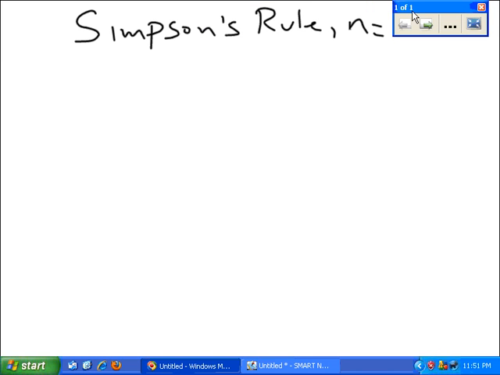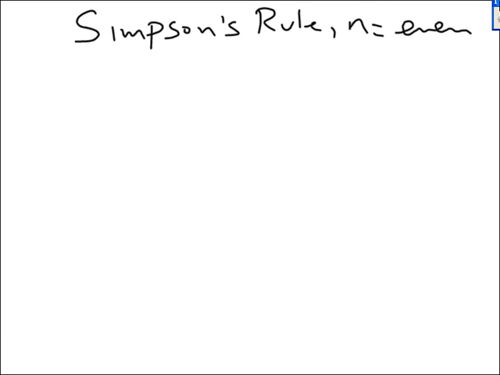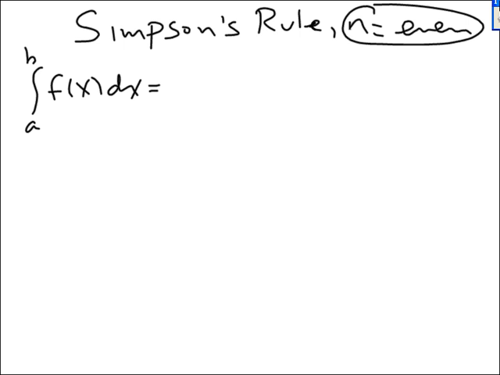We're going to continue with numerical approximations to integrals by talking about Simpson's rule. Simpson's rule states that the integral from a to b of f of x dx is equal to... Now first I want to say that the number of partitions must be even. Now let's just look at something. If n is 4, for example, that means from a to b, I break it up into 4 intervals.